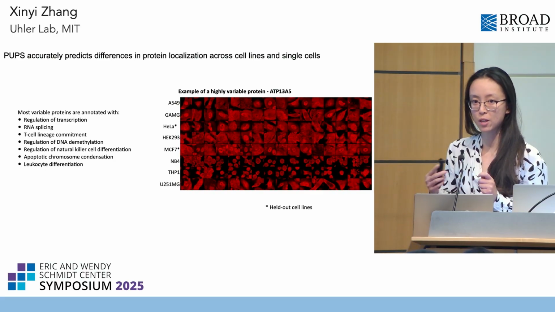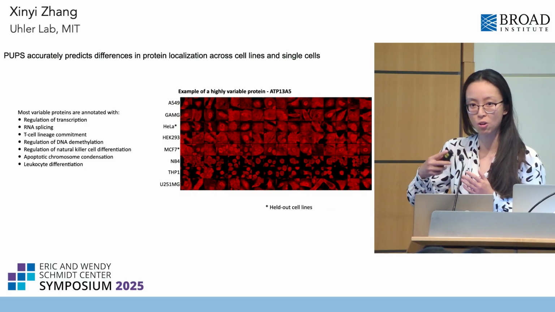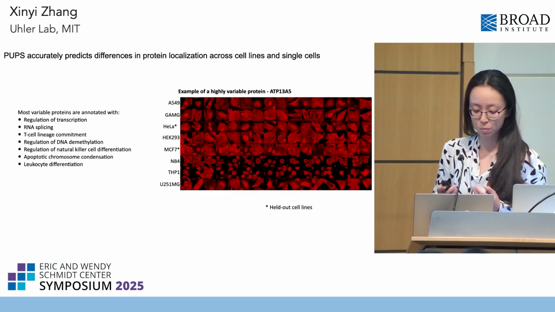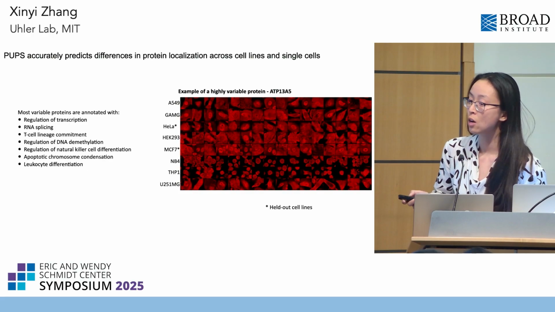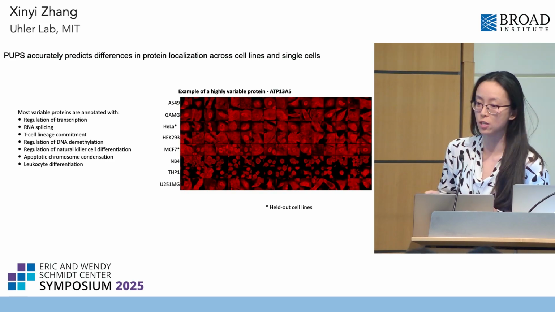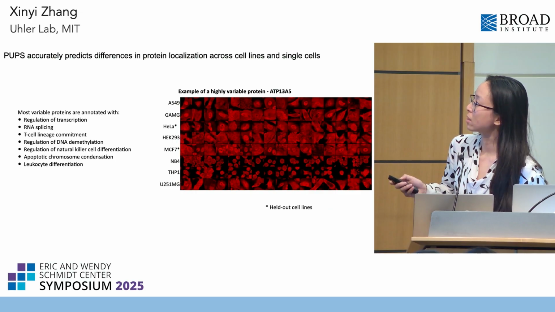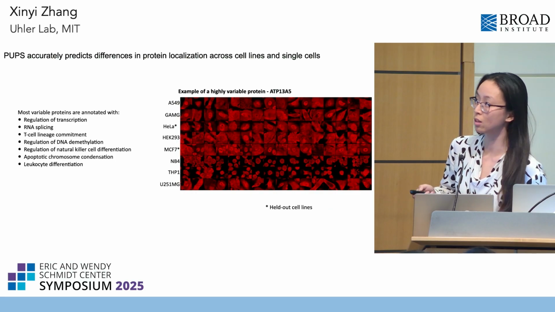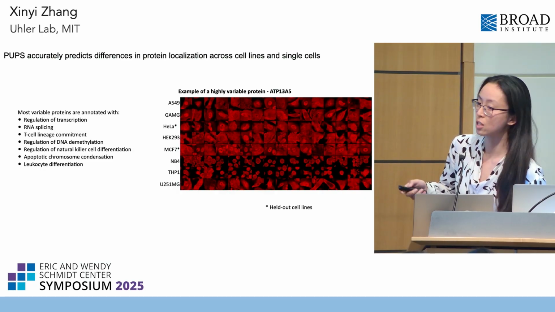Since we filled up this matrix of proteins by cell lines, we can now compute the variability of proteins across many different cell lines. If we then rank the proteins based on their variability, we can see that the most variable proteins are associated with processes that are known to be dynamic, such as regulation of transcription, cell differentiation, and chromatin regulation. Here's one example of a protein that our model predicted to be highly variable. In the MCF7 cell line, the protein is more inside the nucleus, whereas in a different cell line, like this MB4 cell line, the protein is more outside of the nucleus.